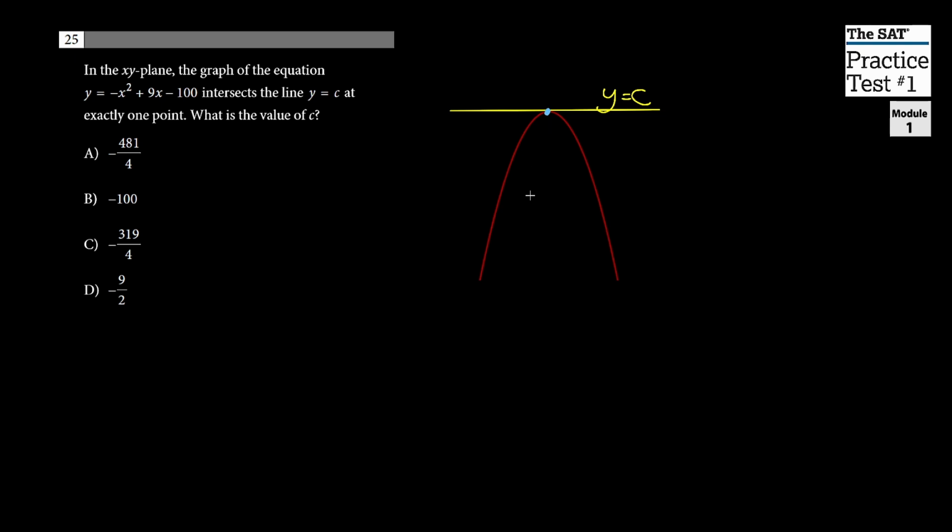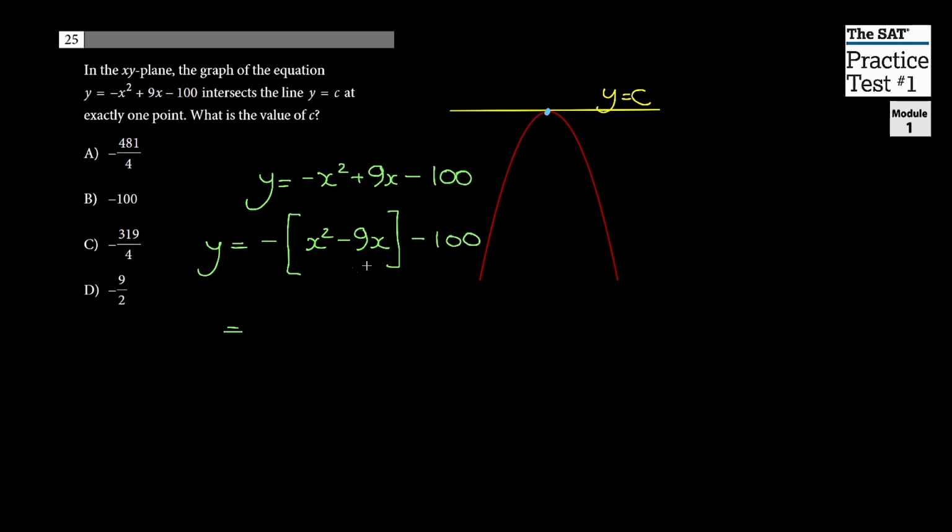So we need to find the maximum value of the quadratic here. And one way of doing it is to complete the square. So first of all, I've got to take a negative sign out of the first two terms. So this is x squared minus 9x minus 100. So now we can complete the square of what's inside the square bracket. So we halve this coefficient, so this is going to be x minus 9 over 2 squared minus 100.